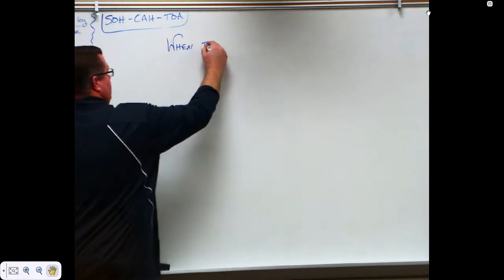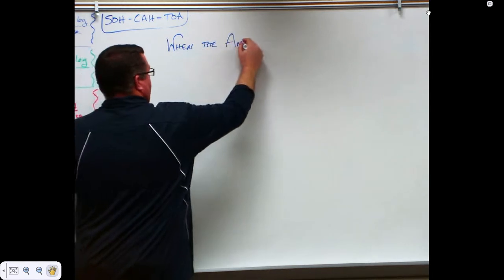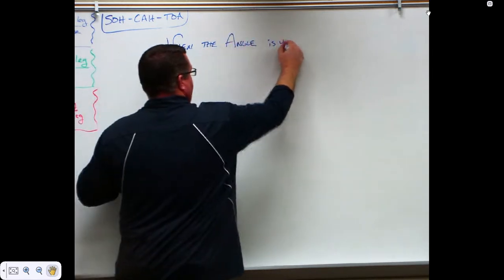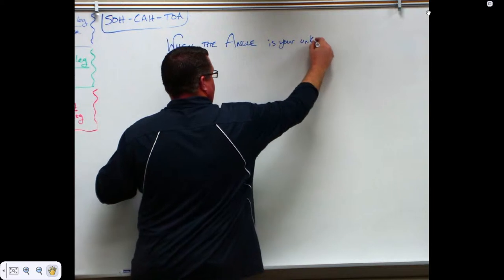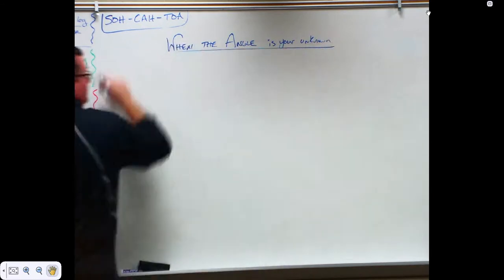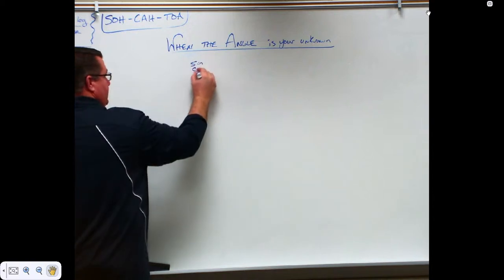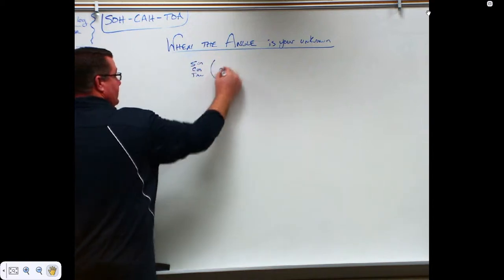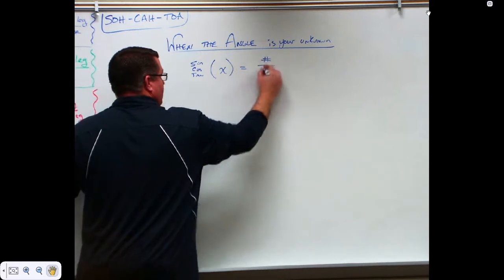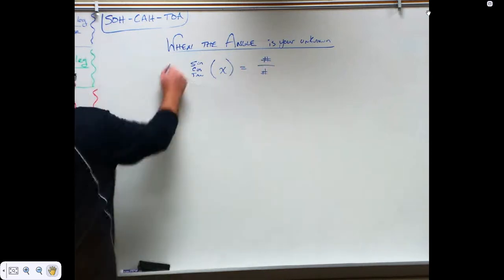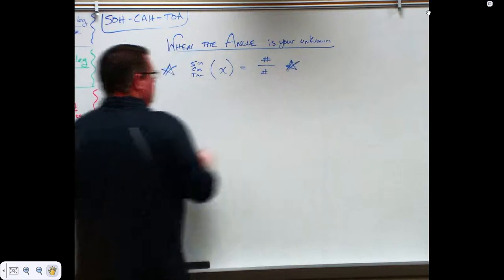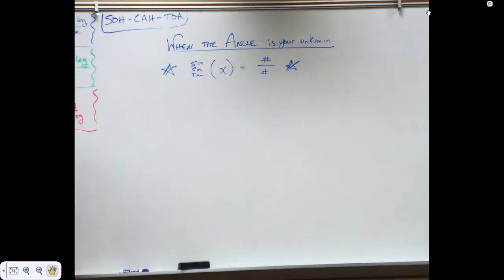Last time, when the angle is your unknown, so you've got sine, cosine, or tangent of x is equal to number over number. This is a special one, it's very different. We can't just divide both sides by sine of nothing, or cosine of nothing. Okay? So now let's turn back to number 14.